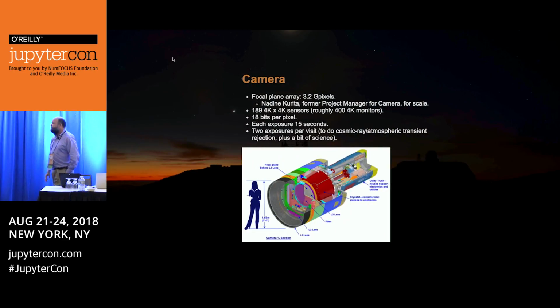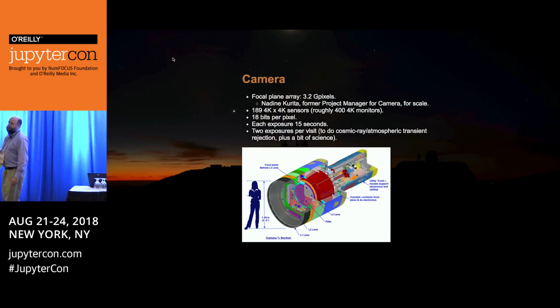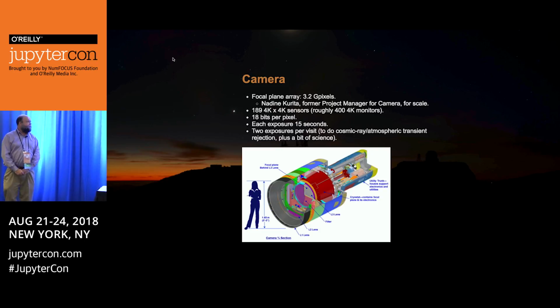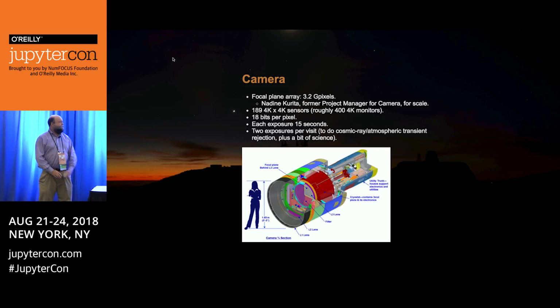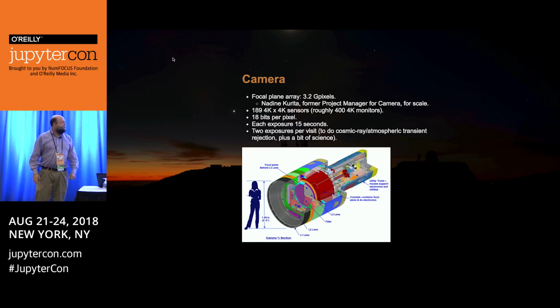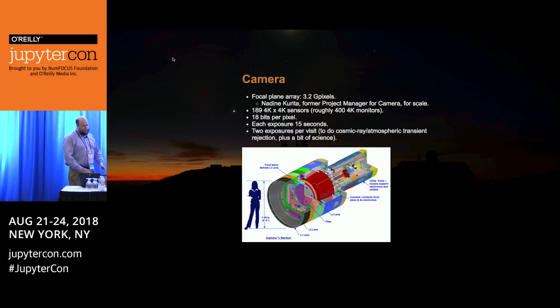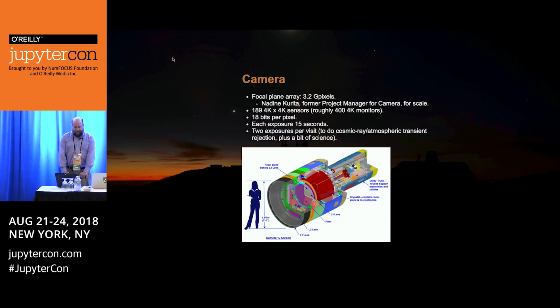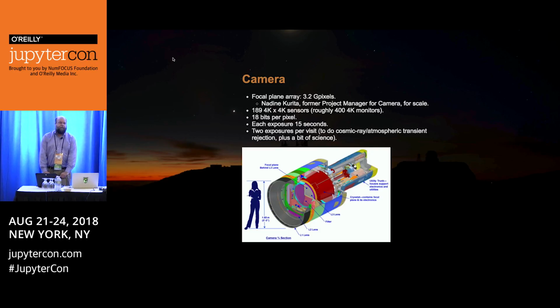So the camera itself is 3.2 gigapixels. It's the largest digital camera ever built to this point. That's its former project manager, Nadine Kurita, standing next to it for scale. The camera itself is built of 189 4K by 4K sensors. So if you're displaying that on 4K TVs, you could basically tile about half a basketball court with that for a single full resolution image from the LSST camera.